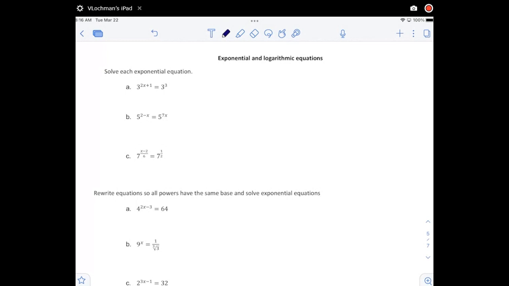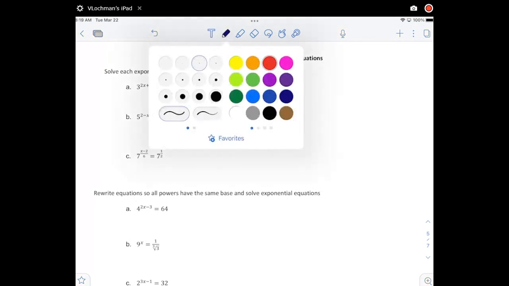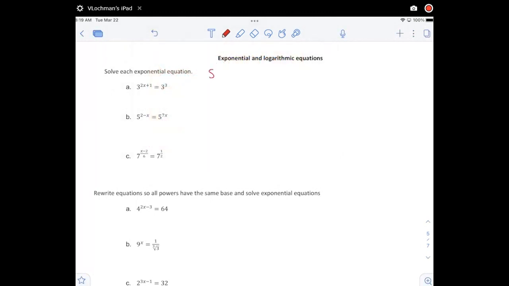Here you see that we have the following question: solve each exponential equation, and in this case we will have the same base on each side of the equation. Whenever that happens, that's probably one of the simplest types. All we have to do is set up the exponents equal to each other. So in this case, we would say 2x plus 1 is equal to 3. And now we solve for x.